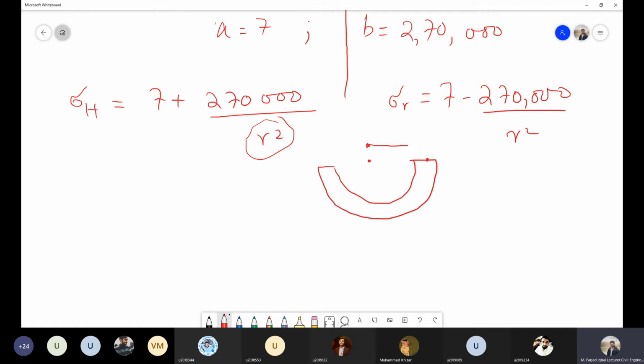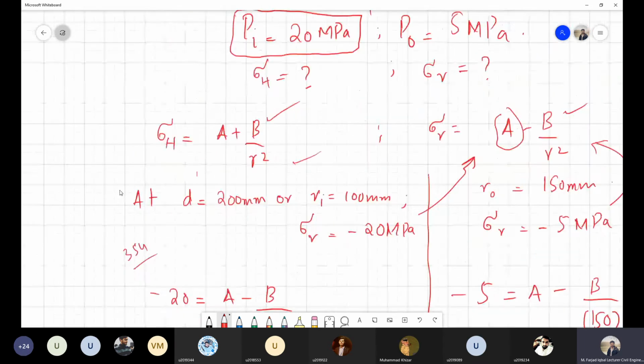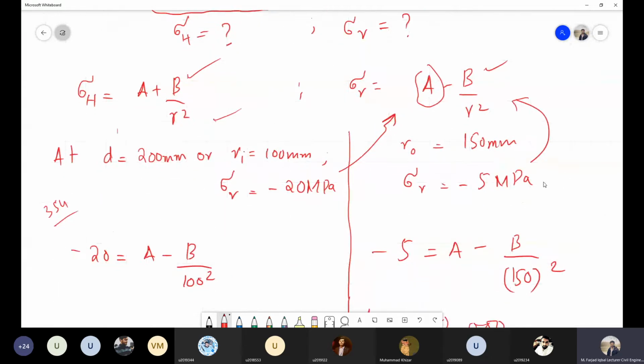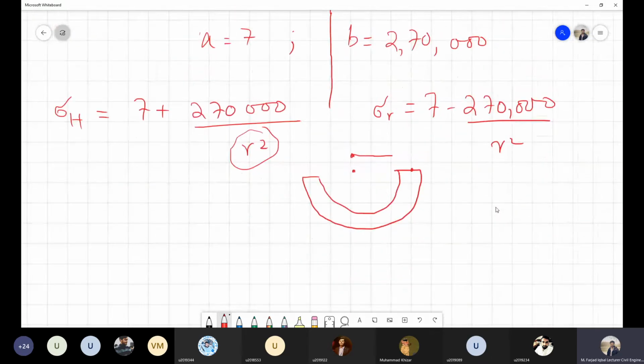And same is the case for this radial stress. So these stresses do vary based on the radius or thickness of this cylindrical element. And this was asked in the question that you need to plot the variation of hoop stresses and radial stresses across the thickness and show at least 4 points. So what does that mean? That means that we have to calculate different values along this thickness.